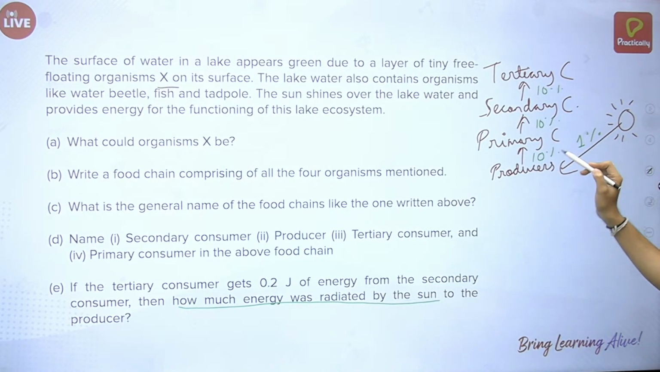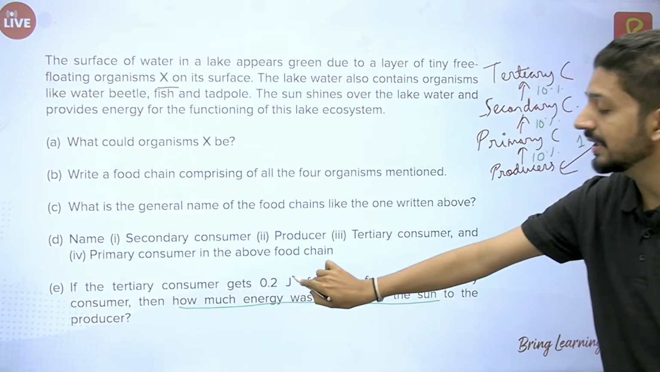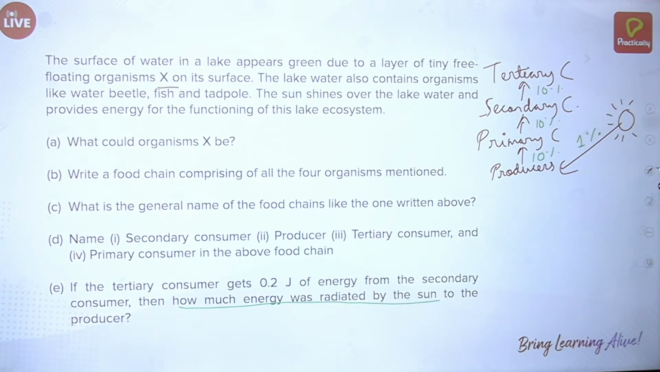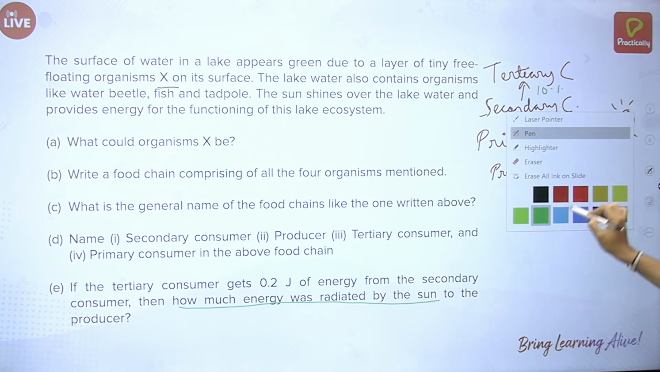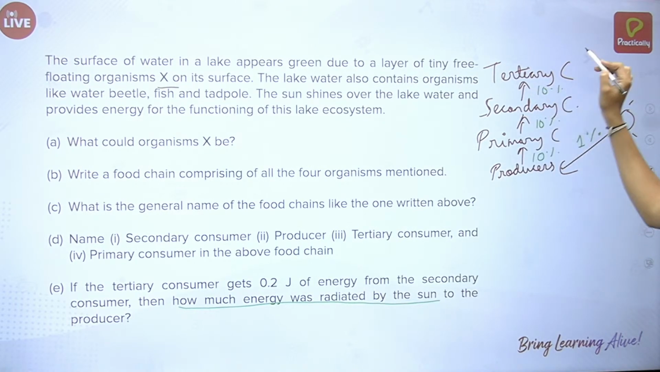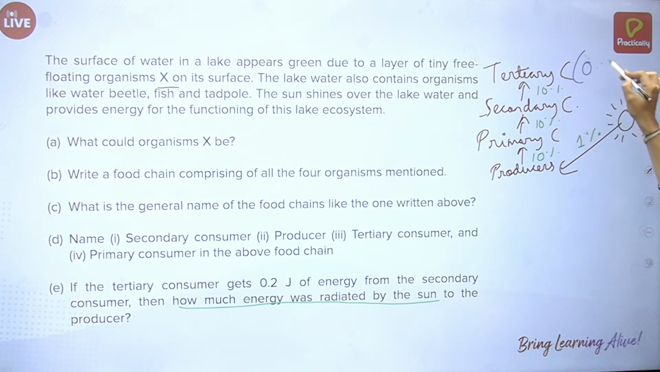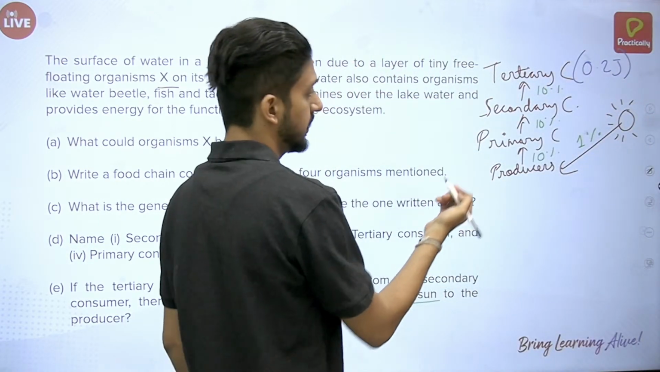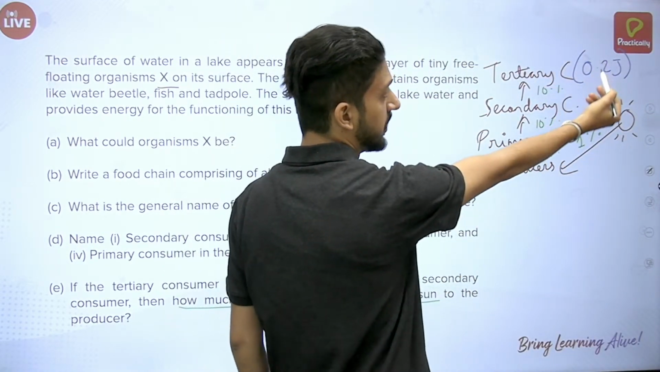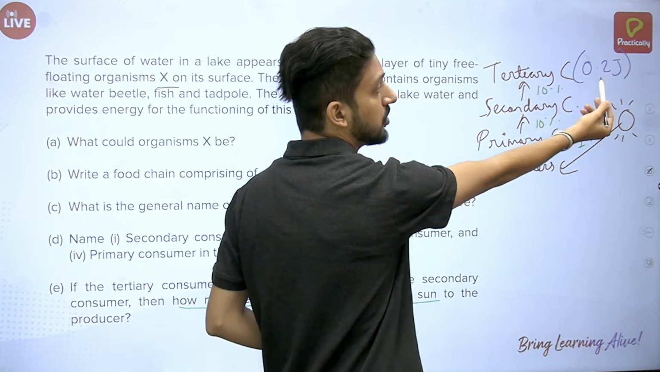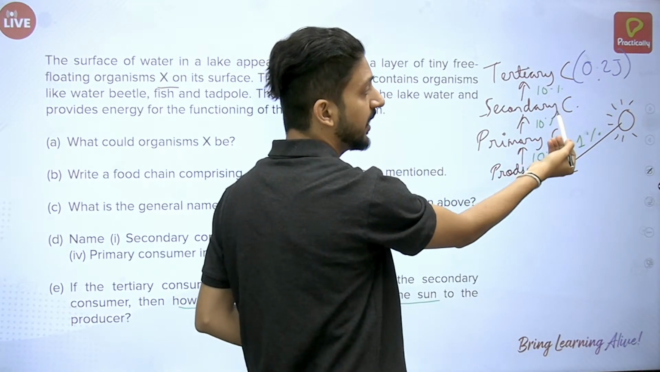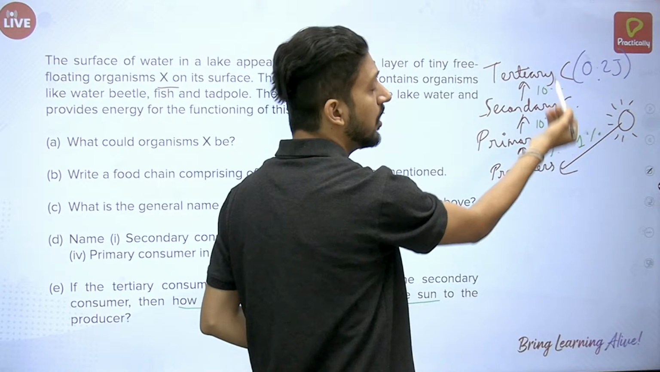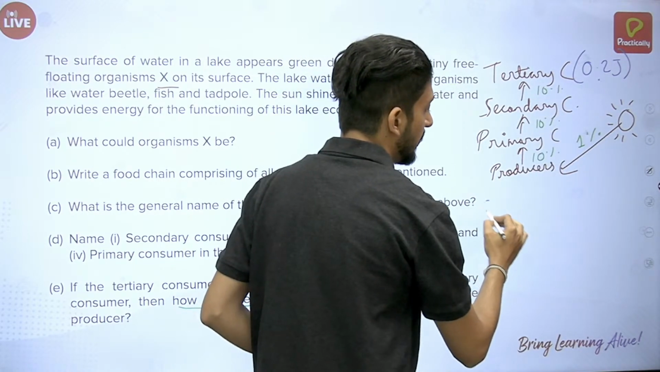But what information have they given? Tertiary consumer gets 0.2 joule. Tertiary consumer is getting only 0.2 joules of energy. Okay. So we have to apply simple mathematics based on percentage. Okay, how to do that? See, tertiary consumer is getting 0.2 joule. So 0.2 joule is nothing but 10% of the energy received by the secondary consumer. So just apply simple mathematics.